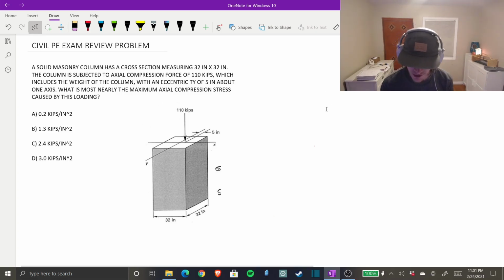A solid masonry column has a cross-section measuring 32 inches by 32 inches. The column is subjected to an axial compression force of 110 kips. That's quite a lot, which includes the weight of the column. With an eccentricity of 5 inches about one axis. What is most nearly the maximum axial compressive stress caused by this loading?